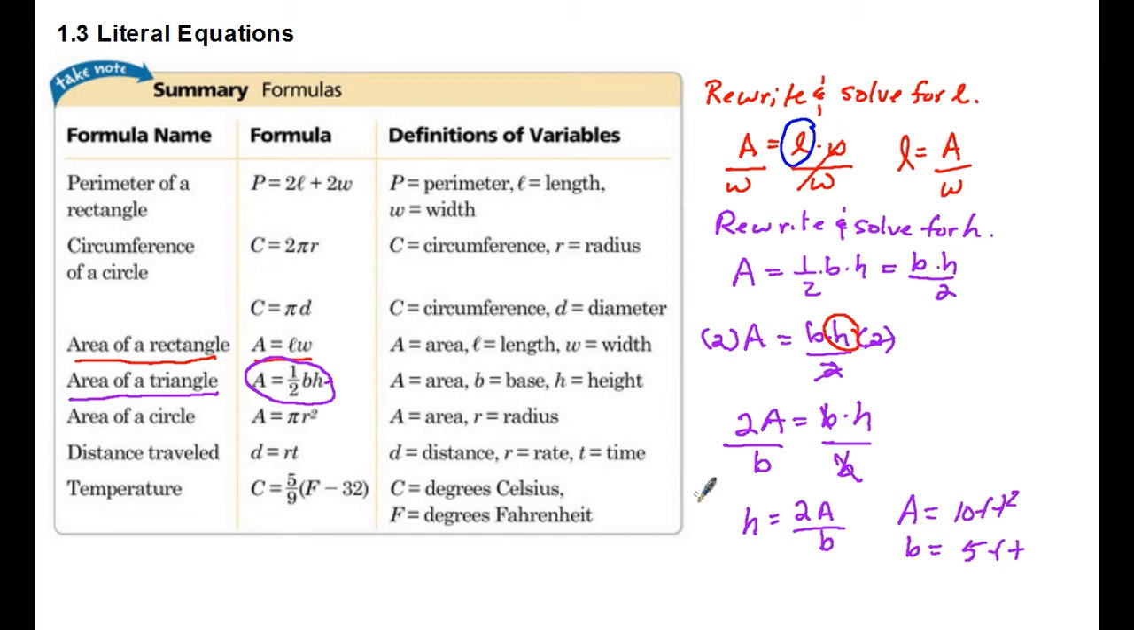So if I plug this in, I'm going to get height, and let me write it here on the side. So height is going to equal the area, which is 10 feet squared, times 2, because it's 2 times a, all divided by b, the value of 5. Well, this is nothing more than 20 over 5, and this would equal 4 feet. So that means that my height would be 4 feet.